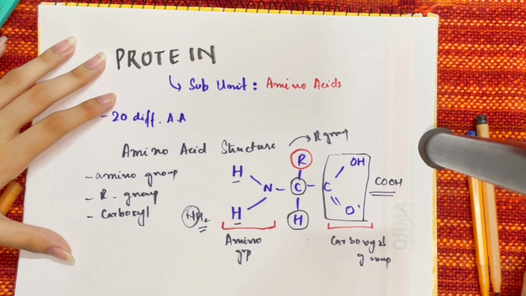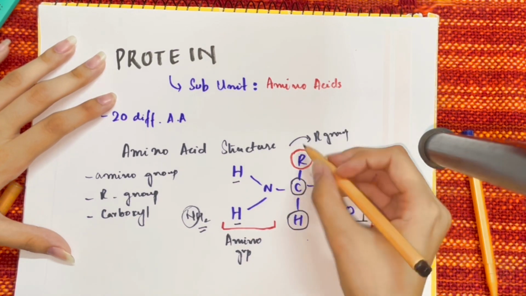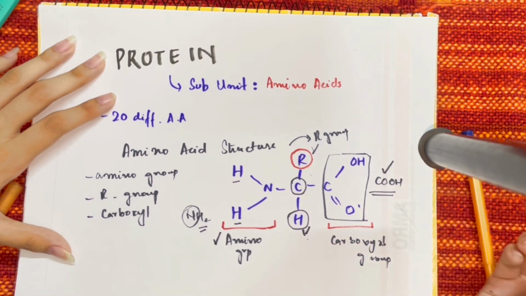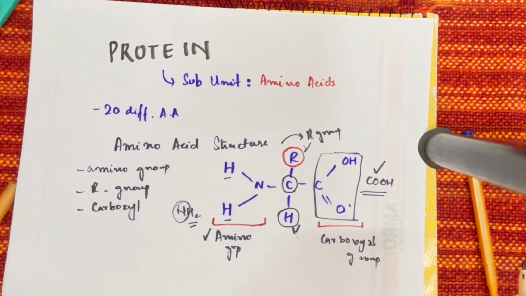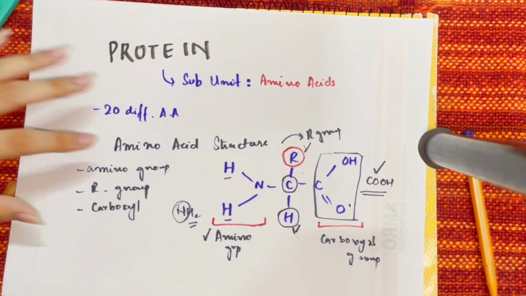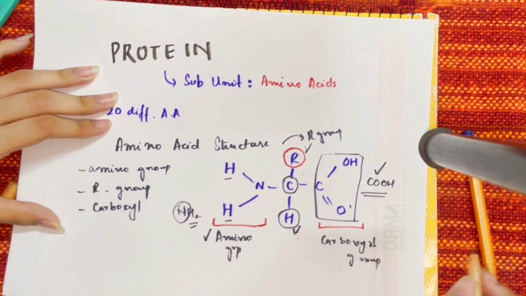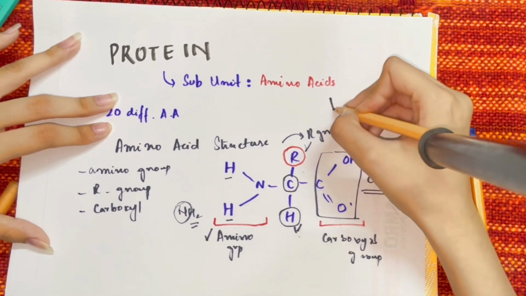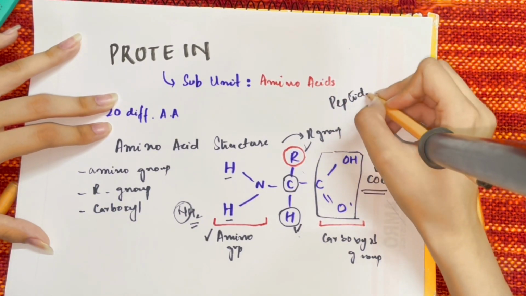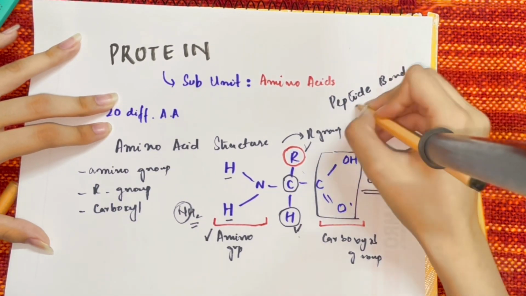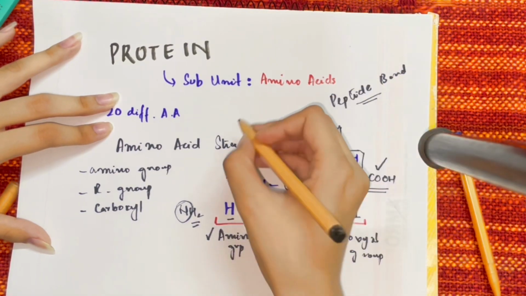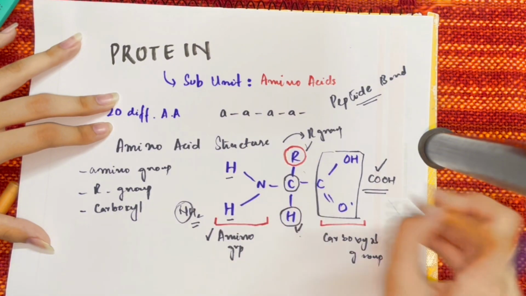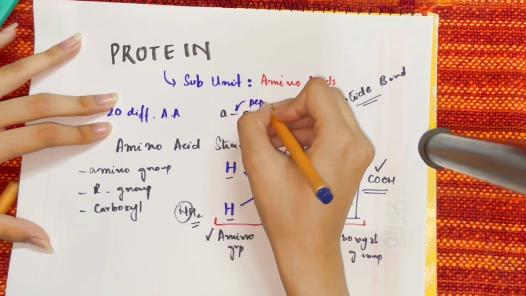Let's recall it. We have the R group, the hydrogen, the amino group, and the carboxyl group. All of them make up the amino acid structure. How are these amino acids bound together? They are bound by a bond known as the peptide bond. The peptide bond binds the amino acids together as a chain in order to form a long chain of a protein. This is what we need to know about the peptide bond.